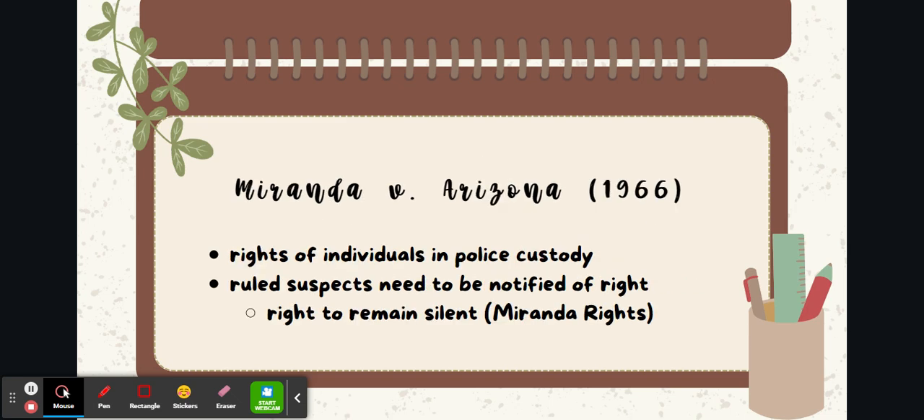Miranda v. Arizona happened in 1966, and it adjusted the rights of individuals in police custody. It ruled that suspects needed to be notified of their rights, including the right to remain silent. So if you have ever heard the term Miranda rights, which are the rights that police officers read you as you are getting arrested, that is where this came from. Miranda versus Arizona protects individuals to ensure justice. So this is related both to individual rights and justice.